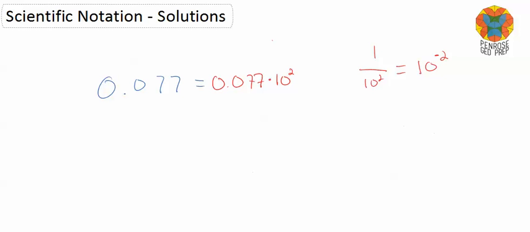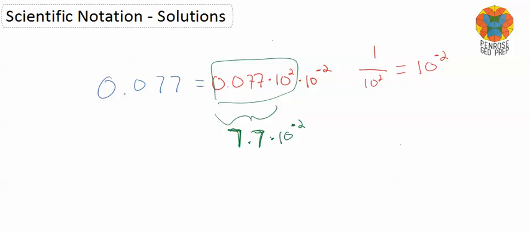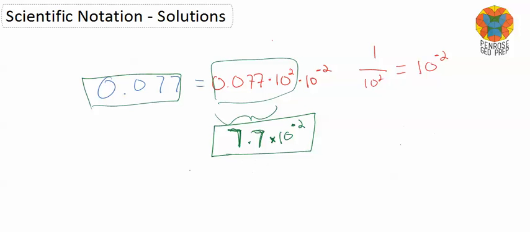0.077 times 10 squared times 10 to the minus 2. But remember that 0.077 times 10 squared is just 7.7, which was our number between 1 and 10 that is so important to scientific notation, times 10 to the minus second, and we're finished. We've written 0.077, or 77 hundredths, in scientific notation.